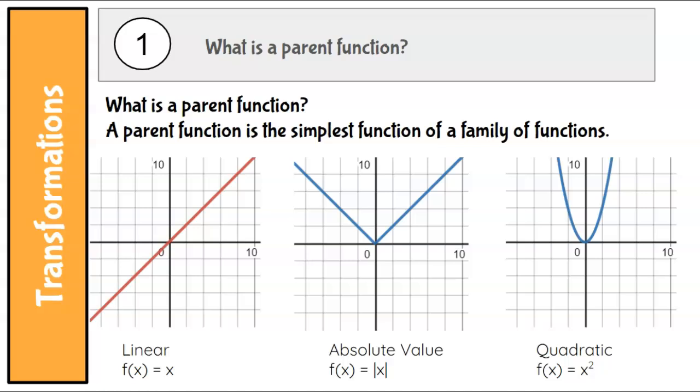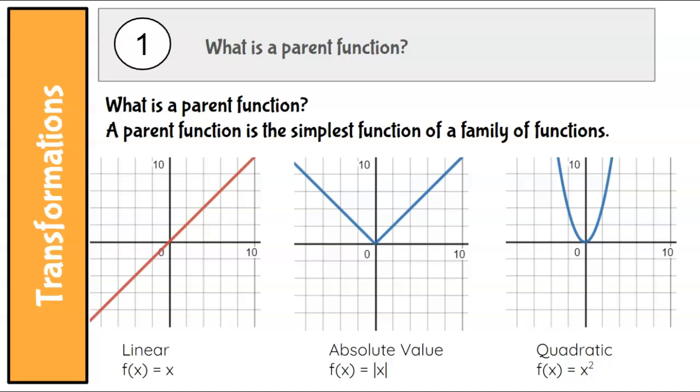1, 1, 2, 2, 3, 3, 4, 4 are all graphed because y is equal to x. It's the simplest function of a family of functions. But all linear graphs have this red line as a shape. They're just transformed. Maybe it's steeper, maybe it's not as steep, maybe it's translated up or down or left or right, but it's always going to have that shape.